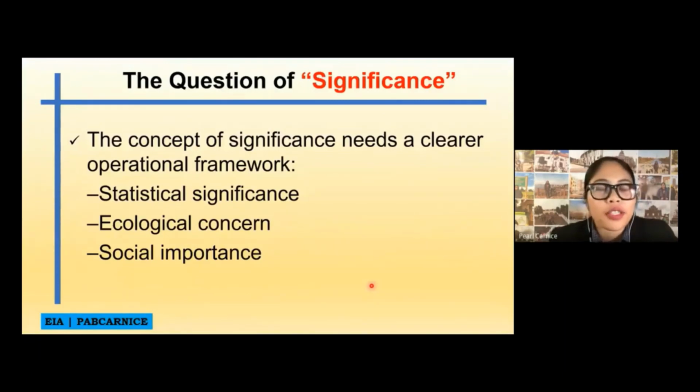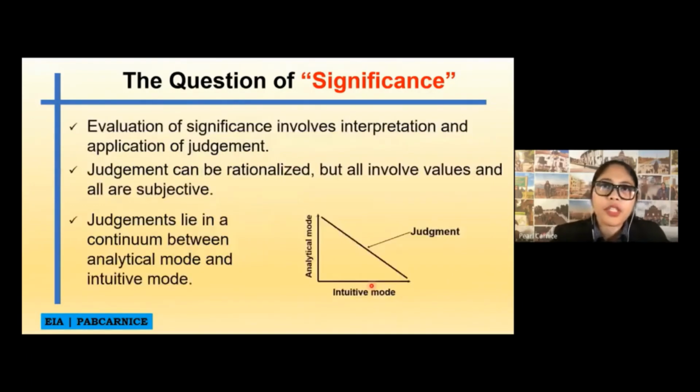We could go for statistical significance, ecological concern, and of course, the social importance. The question of significance focuses on the evaluation of significance, which involves interpretation and application of judgment. That is why, again, it's very important to have an EIA team that is expert enough in the specific project or specific activity. Because judgment can be rationalized, but of course, it involves values and is all subjective.